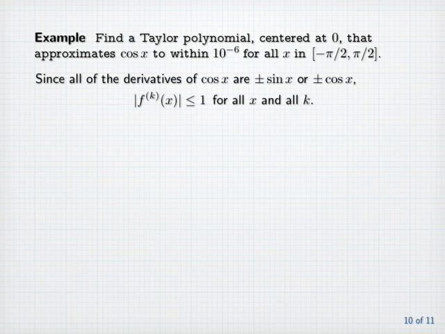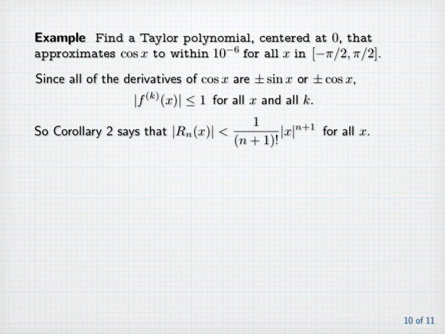The absolute value of the kth derivative of cosine x is less than or equal to 1 for all x and all k. So Corollary 2 says that the absolute value of r sub n of x is less than 1 over n plus 1 factorial times the absolute value of x to the n plus first power for all x.